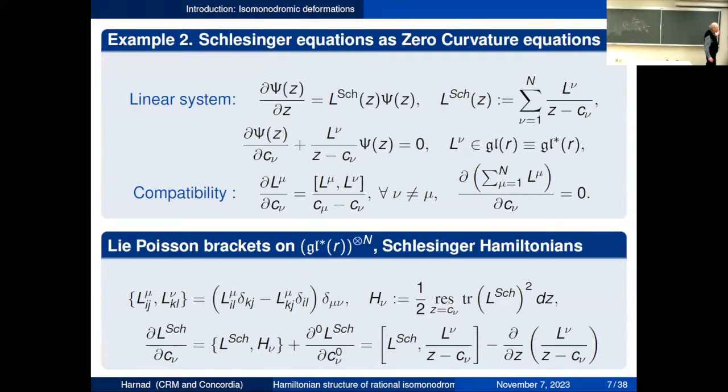Now here's another. This I'll do much more quickly. This is Schlesinger's system. The equation involves a Lax matrix with any number of first-order poles of any rank. That's the most general so-called Fuchsian system, in which there are only regular singular points. The singular points are where Z equals these parameters. They're all distinct. So that's the most general higher rank Fuchsian system.